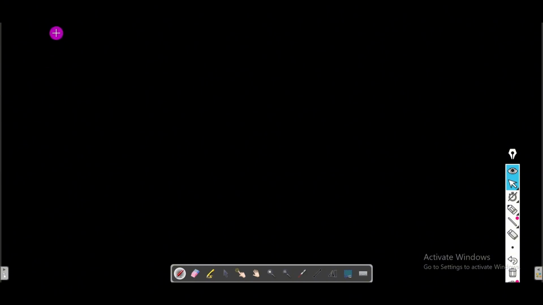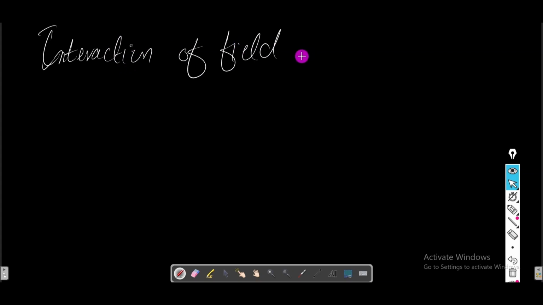Let's start the last topic and then we will close this session. The last topic remaining is the electric field lines between a charged body and its interaction with the metal. So the interaction of field lines with metal. Okay, now we will discuss that.